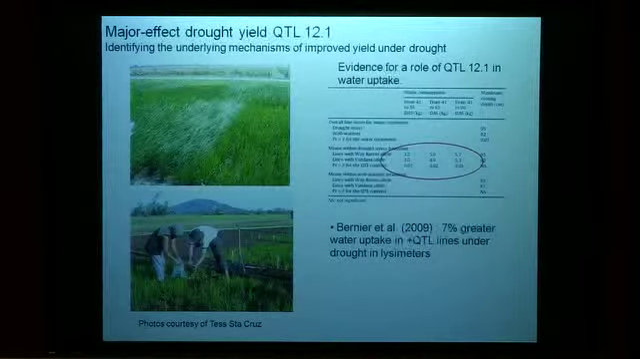So, okay, for QTL 12.1, this was characterized previously by having a 7% greater water uptake in plus QTL lines under drought in lysimeters. That was all that was known up to recently. And roots were measured, but the researchers weren't able to identify any genotypic differences. The only thing they could see was differences in water uptake in lysimeters.